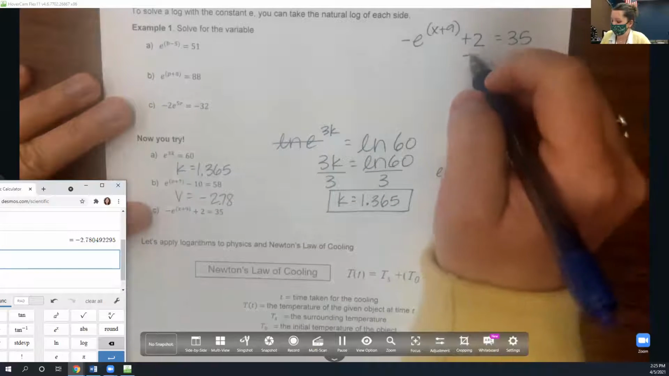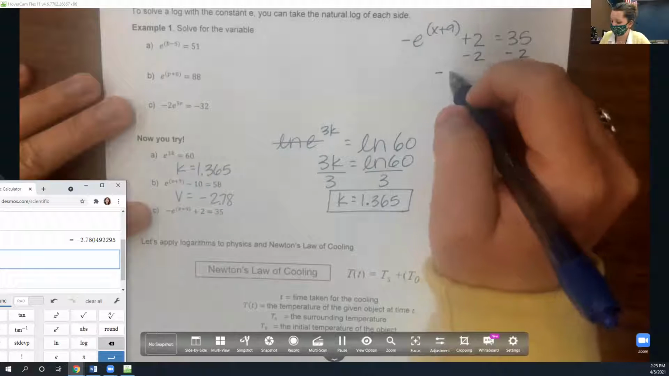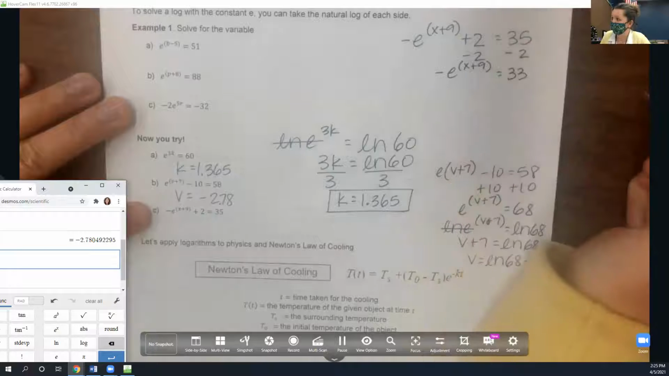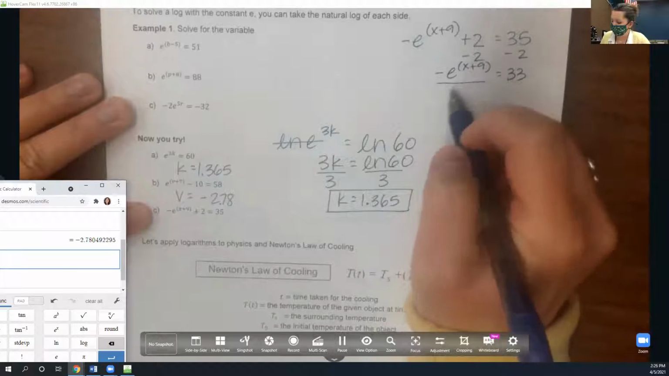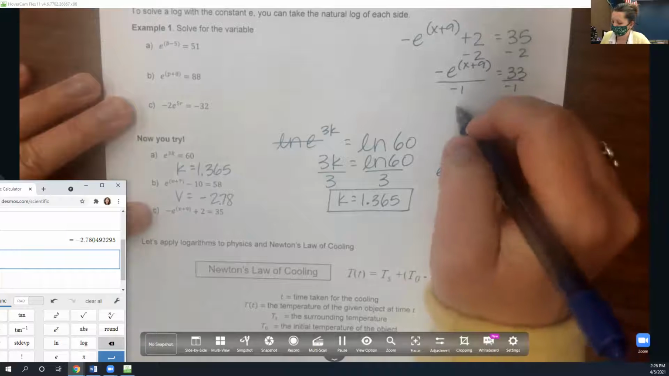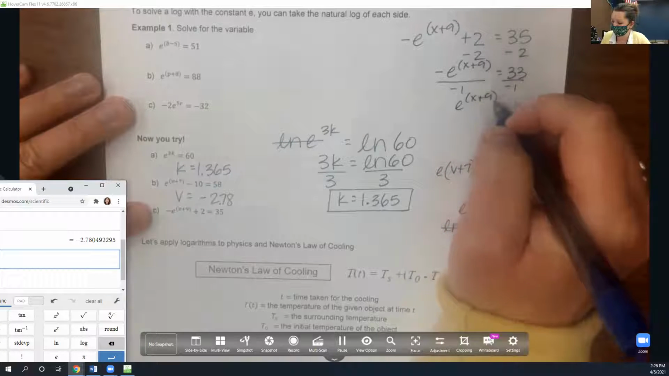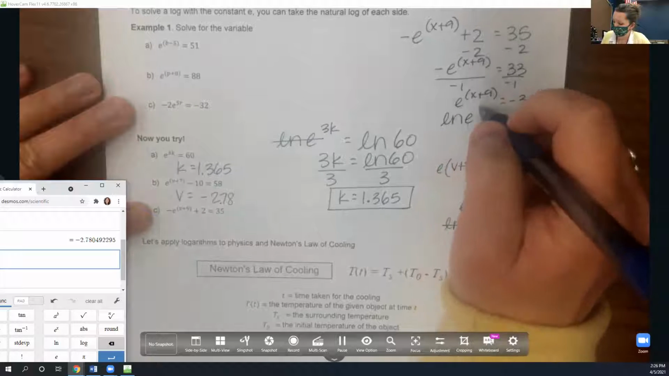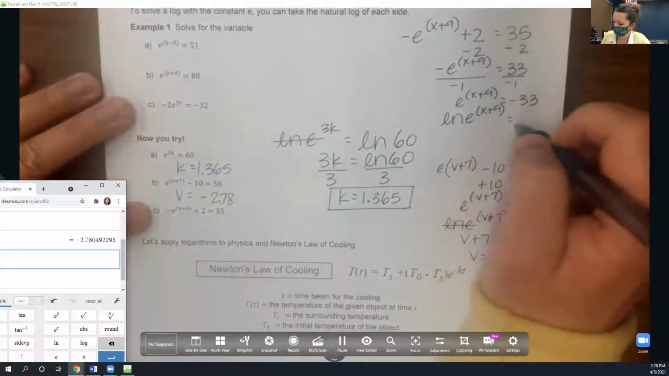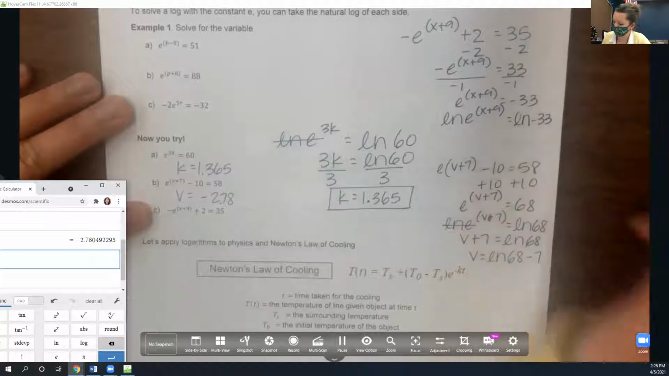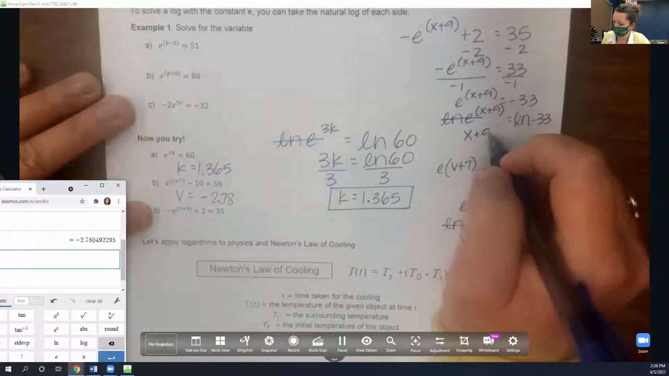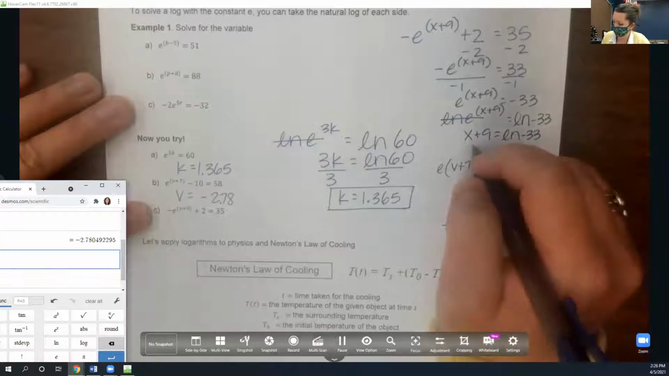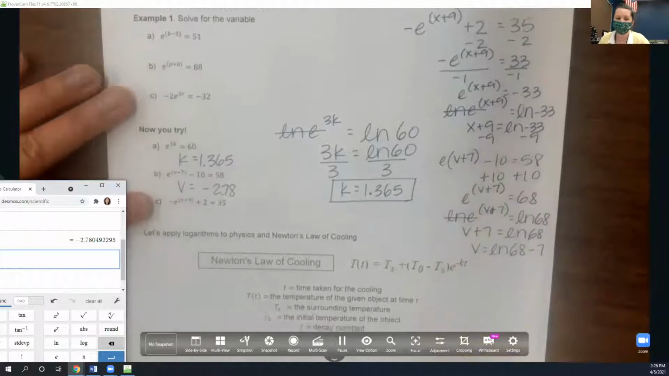All right, so I'm going to solve for that e by subtracting 2. So I have a negative e to the x plus 9 equals 33. And see, we have a negative here, so I'm going to get rid of that. So we have e to the x plus 9 equals negative 33. Take the natural log of both sides. So we have x plus 9 equals natural log of negative 33, and then subtract 9. So let's see what this is.